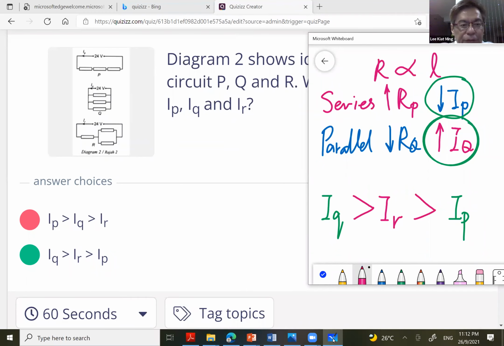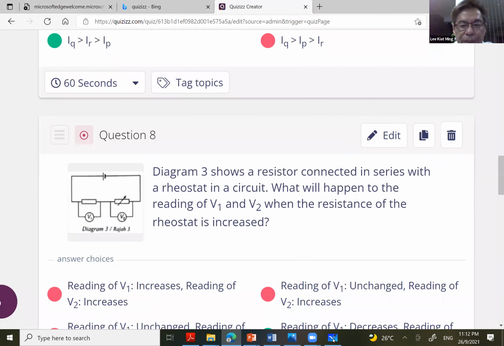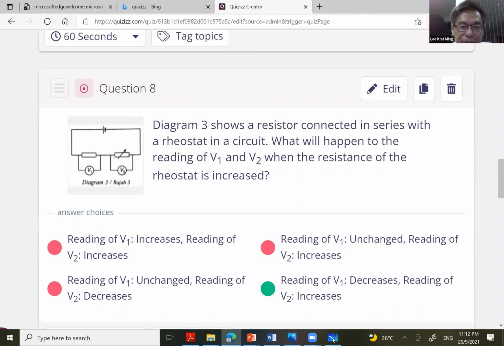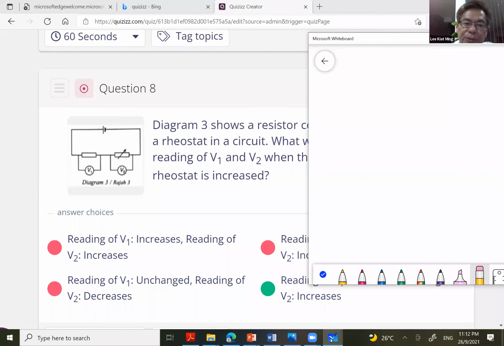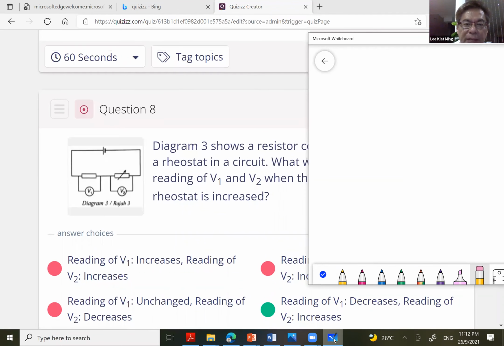Okay, so with that, we're going to move on to another question, which is going to be number 8. Let's take a good look at number 8. What happens to the resistor readings of V1 and V2 when the resistance of the rheostat is increased? To answer this question, it'll be good if we come up with our own example and give values, so that you'll be able to see what will happen when we make the changes. Then you can make a comparison.